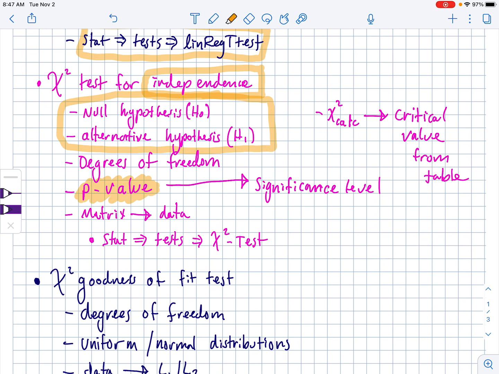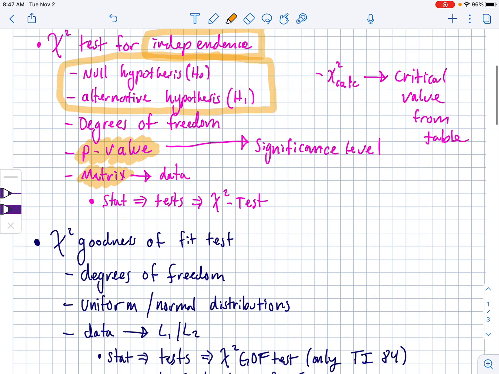The way you find the chi-squared and the p for a chi-squared independence test is you put all your data into a matrix, and then you go stat, test, chi-squared test.